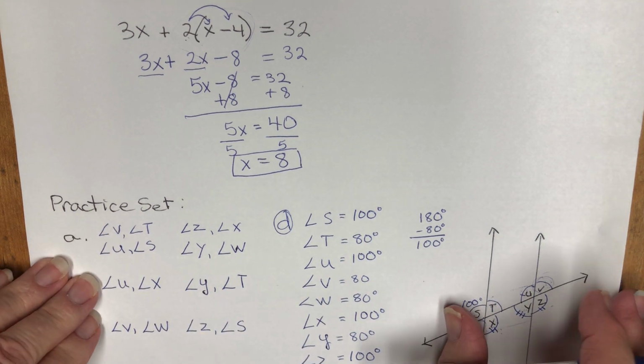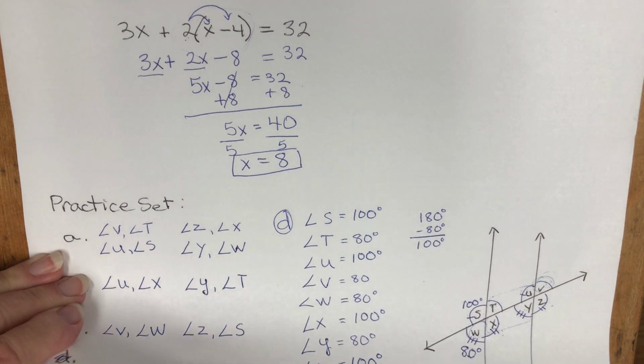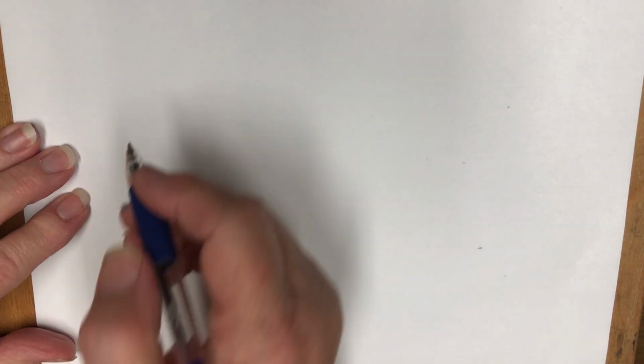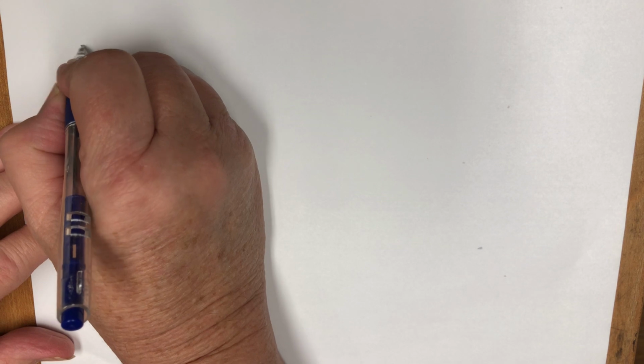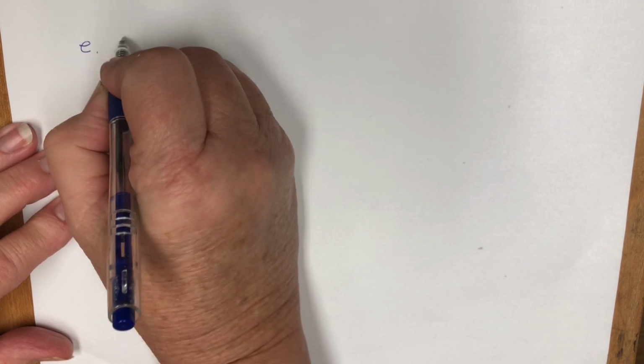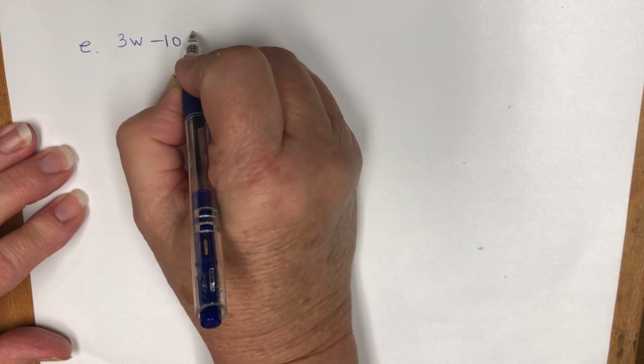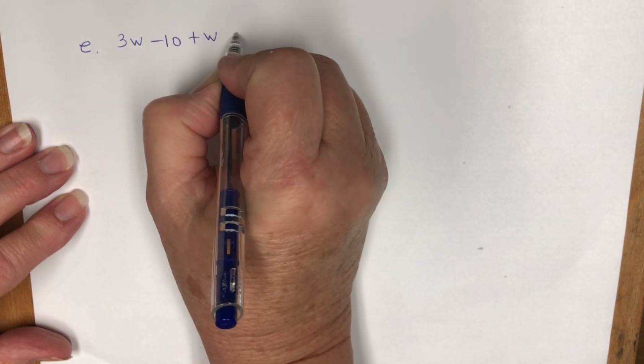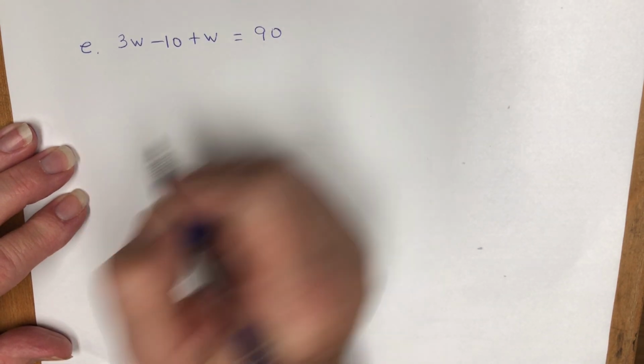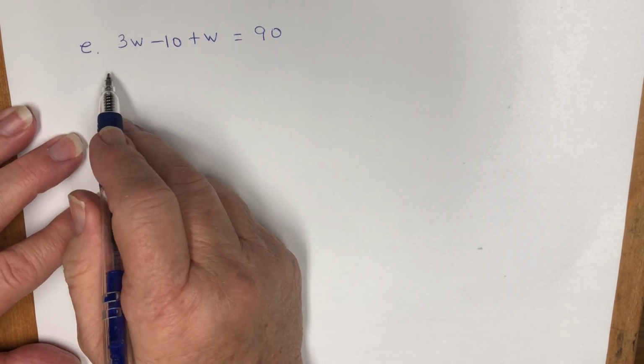Okay, now we have some problems. So turn the page to page 714. We have some problems that we're going to do together. Problem E. 3W minus 10 plus W equals 90. All right, we're going to do combining on this side.